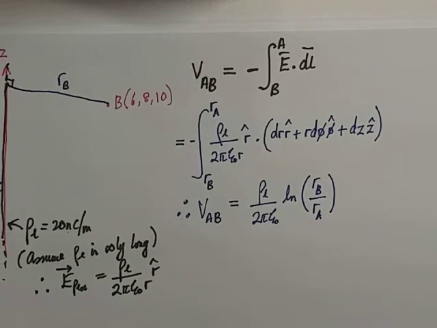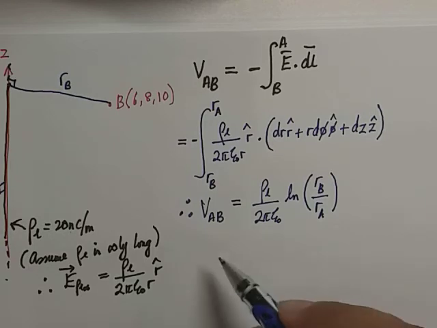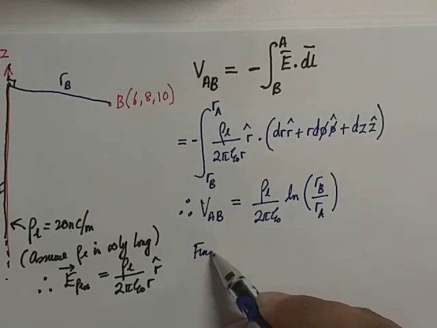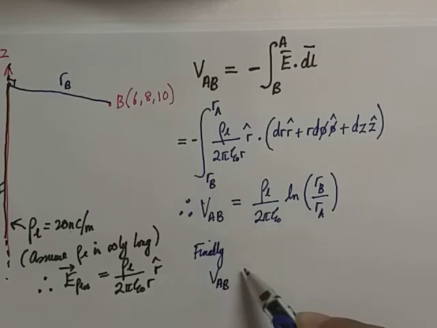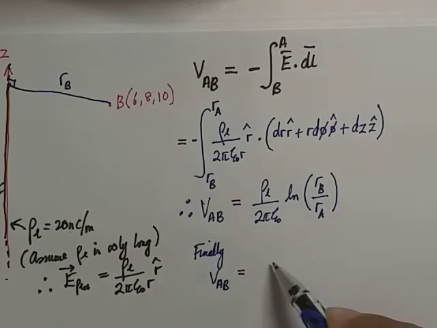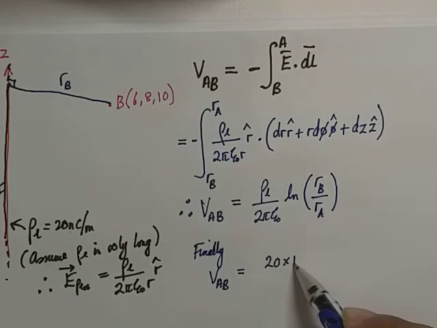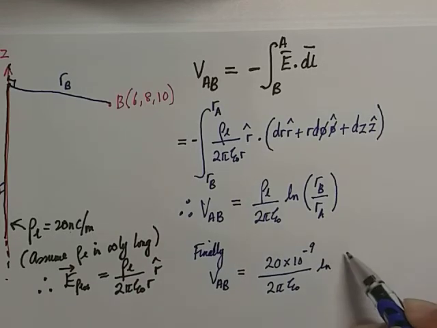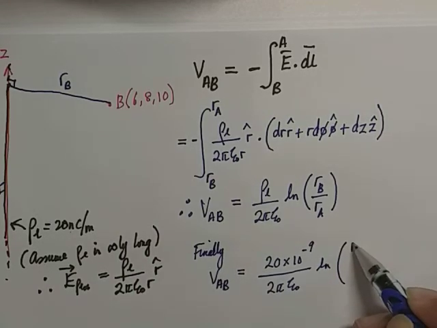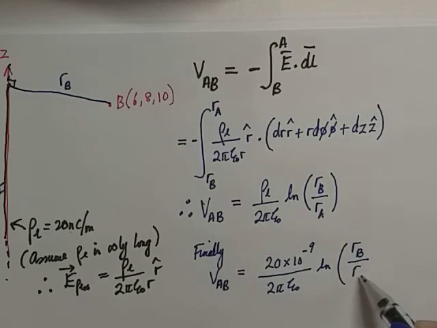Okay, now let's give our solution. So finally, we're going to conclude for part 3 now. VAB for part 3 equals rho L, here 20 times 10 to the minus 9 nano, and then our constant 2 pi epsilon naught, and then ln. I'm going to put the general term first, RB over RA. So now, how do we define RB?